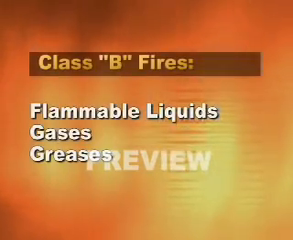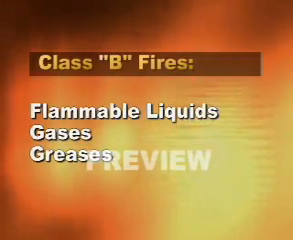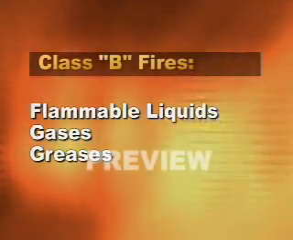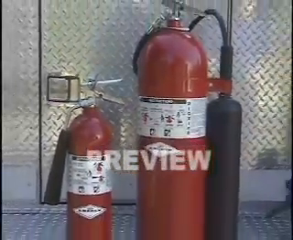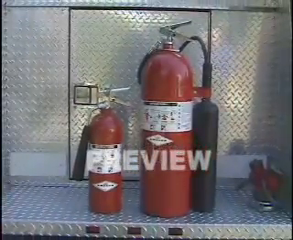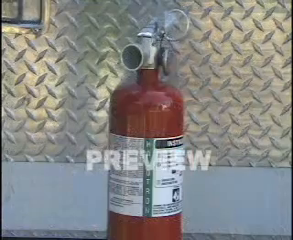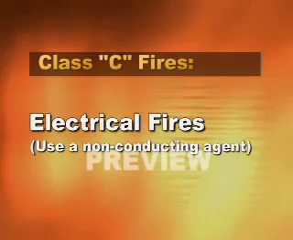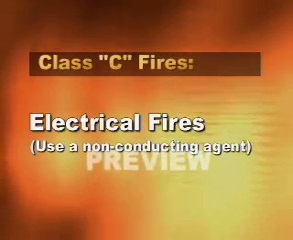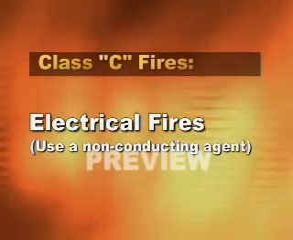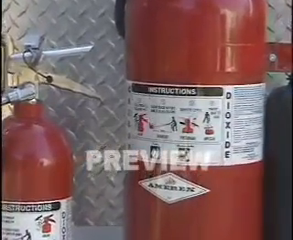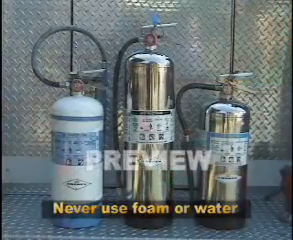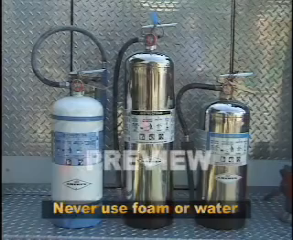Class B. Flammable liquids, gases, and greases create Class B fires. The correct extinguishers to use on Class B fires are foam, carbon dioxide, or dry chemical. Halogenated agent extinguishers can also be used. Class C. Because Class C fires are electrical fires, use a non-conducting agent to put them out. For example, carbon dioxide or dry chemical extinguishers. Never use foam or water-type extinguishers on these fires, or you could be electrocuted.